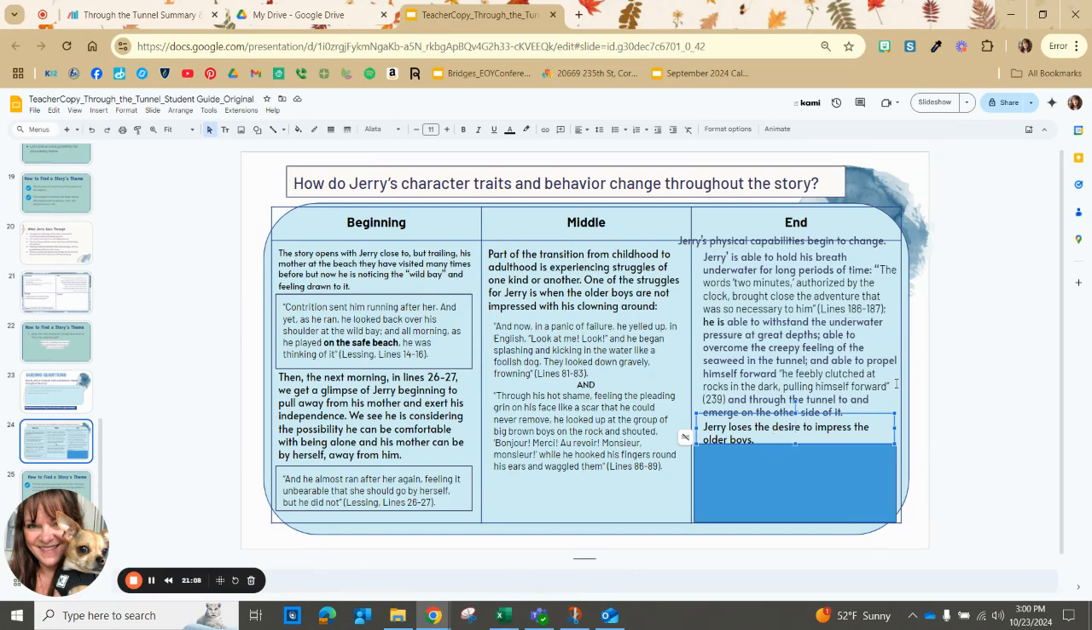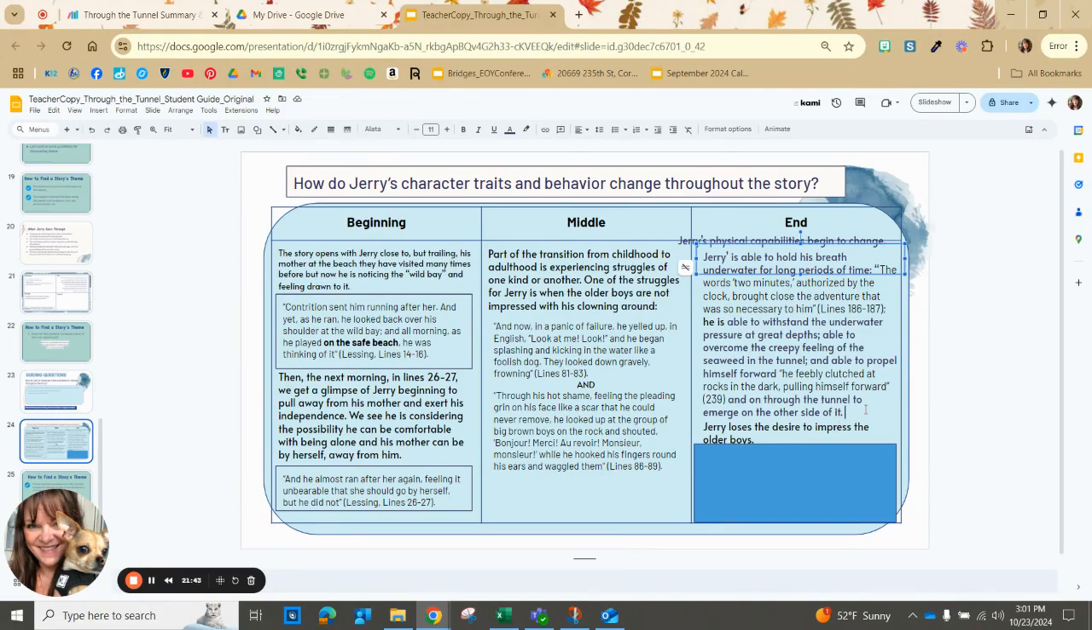And then we also see him propel himself forward and through the tunnel. Okay, let's see if I can say that again. He's able to withstand the underwater pressure at great depths, able to overcome the creepy feeling of the seaweed in the tunnel, and able to propel himself forward and on through the tunnel. Let's just say to emerge on the other side of it. I'm not exactly sure when I wrote that, what I was thinking. Anyway.